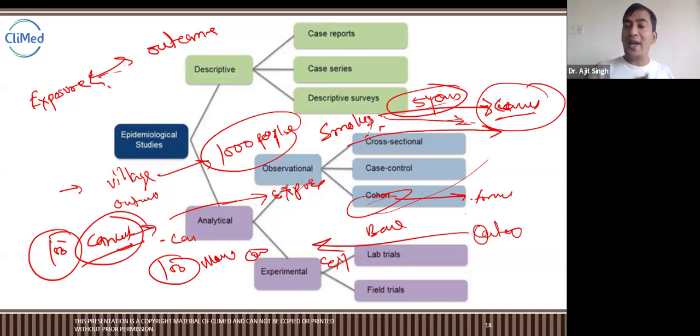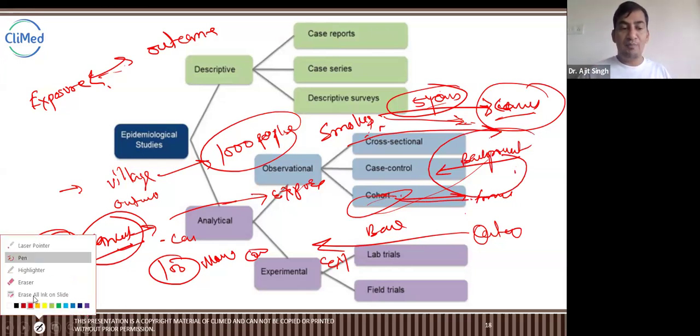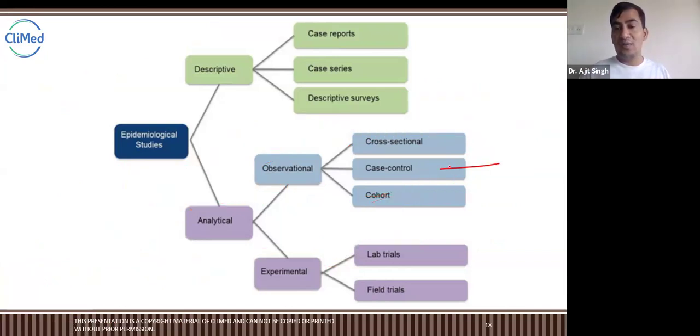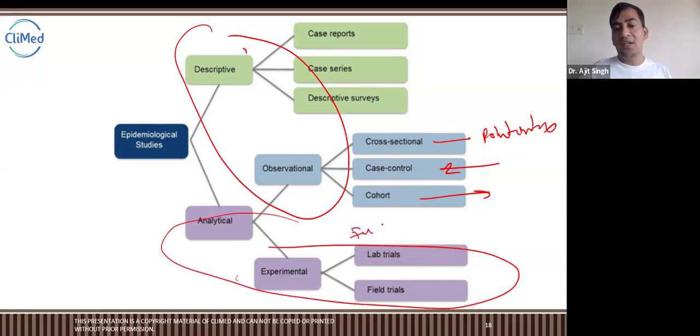So here we are going back. Always remember, cohort studies are forward and case control studies are backward design studies. Case controls are always backward direction studies. Case control are back direction, cohort are front direction, cross sectional are point in time, right? Point in time, and these all are observational and these are interventional.